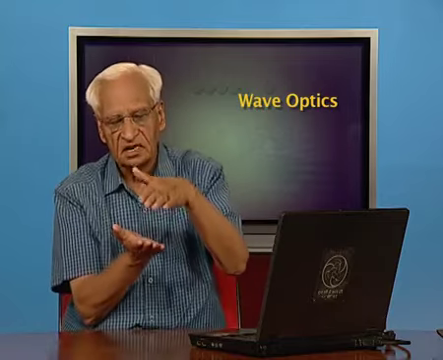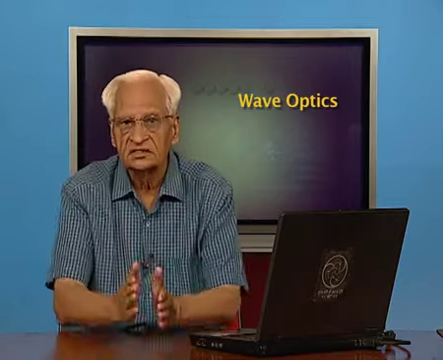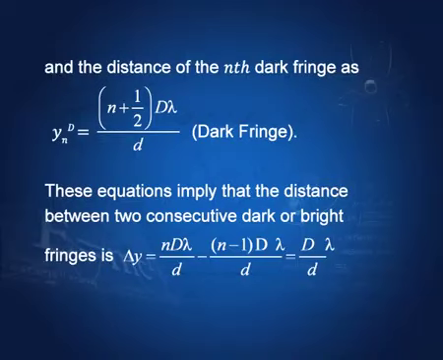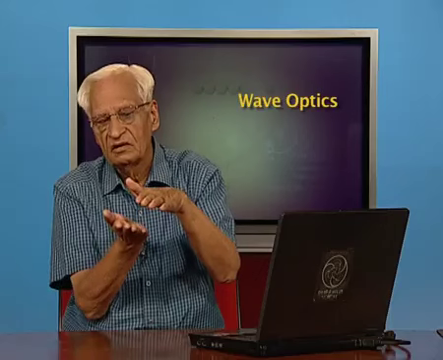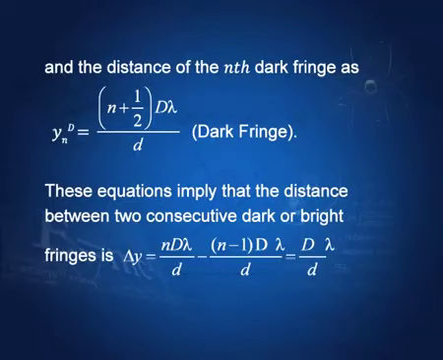This is the distance of the nth dark fringe from the center of the screen. And if I subtract the distance of one fringe from the distance of the next, then I get the distance between the fringes, that is delta y, the distance between consecutive fringes, say second and third or third and fourth. So, in this case I have taken n and n plus 1. This is the distance of the nth bright fringe, this is the distance of the (n minus 1)th bright fringe, and therefore, the distance between these two bright fringes is D lambda by d.